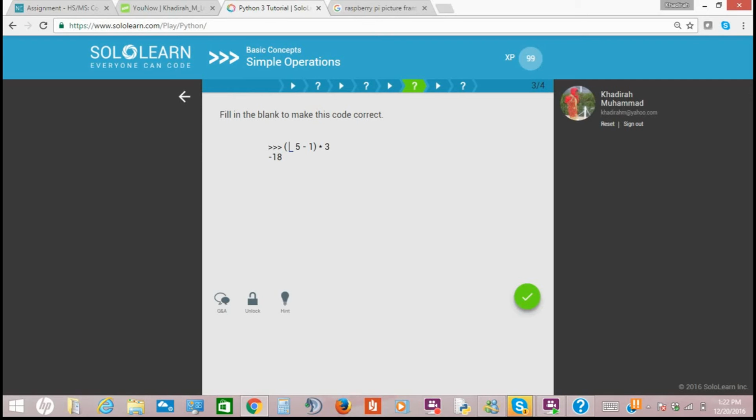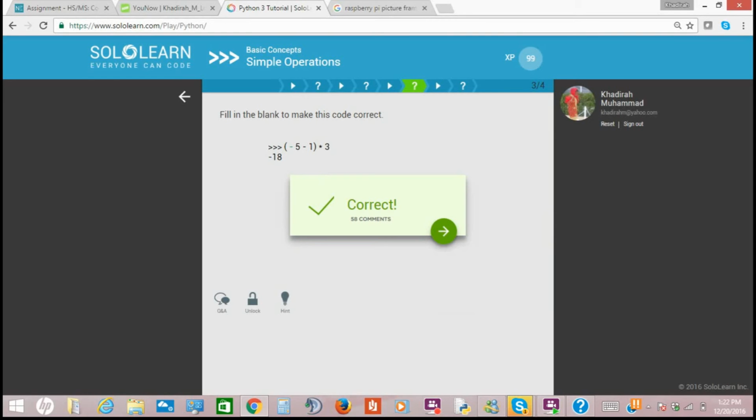Okay, fill in the blank to make this code correct. So the only blank they have is by the 5. And since we were just talking about negative numbers, that's the only thing you could put. So let's see. Correct! Whoop, whoop.